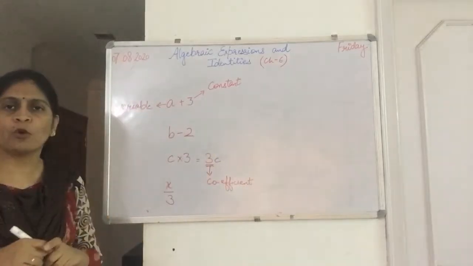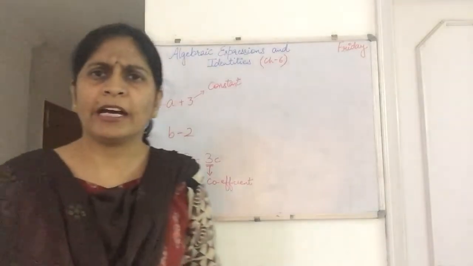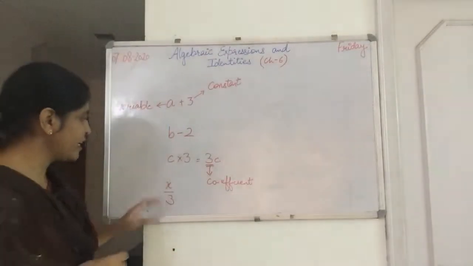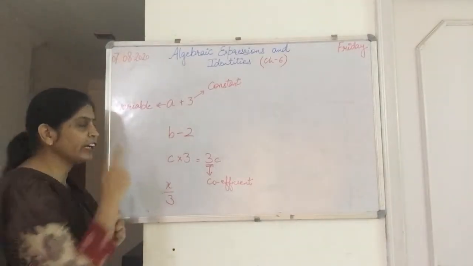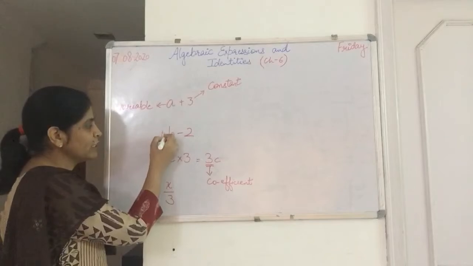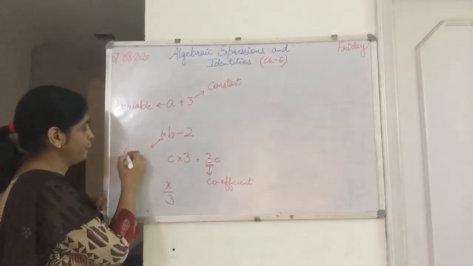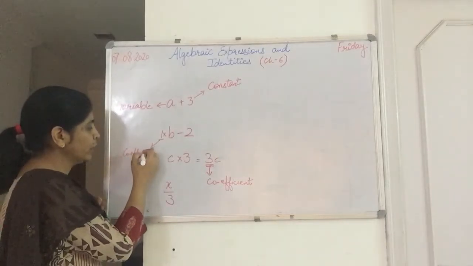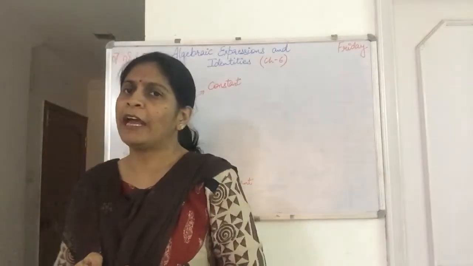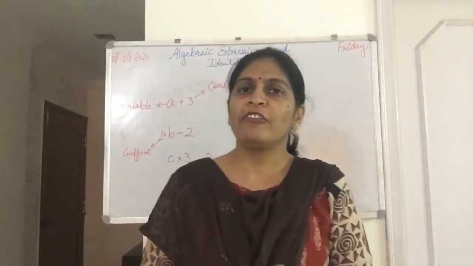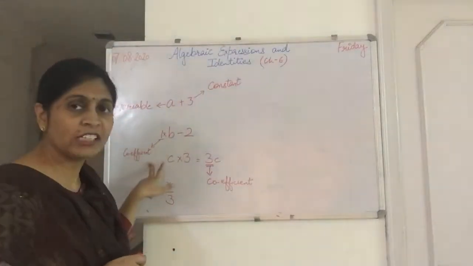So what is a coefficient? A coefficient is nothing but any number which is multiplied by the variable. Now in these two cases, what will happen? Because we have not written any number, we assume that it is 1. So the coefficient of this is 1. Clear all of you? So the coefficient is nothing but a number multiplied by a variable. If we have not written any number before the variable, its coefficient is 1.